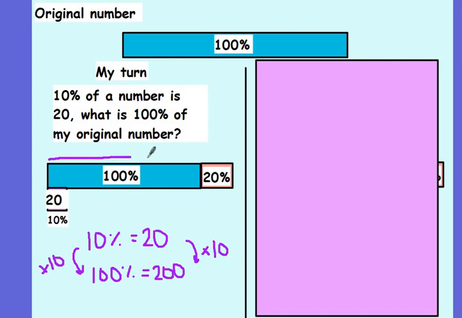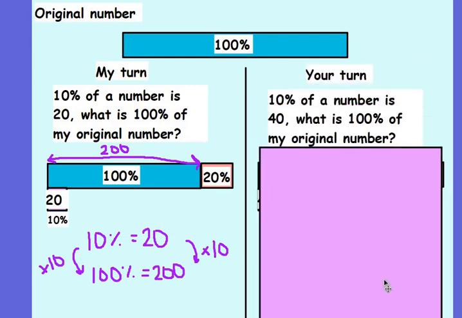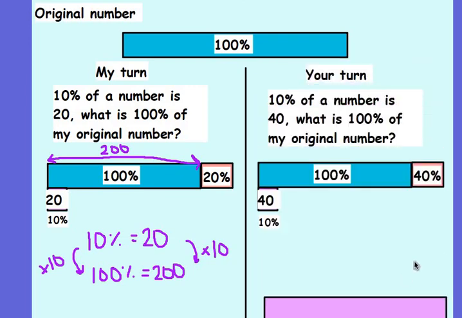On my bar model, we can show that as this 100% is worth 200. So I know that 10% is 20. So by multiplying by 10, I can work out what 100%, or the whole of my original number, which is 200. Over to you, Year 7, in your light blue books. Here's an example for you. Pause the video and answer that question now, please.